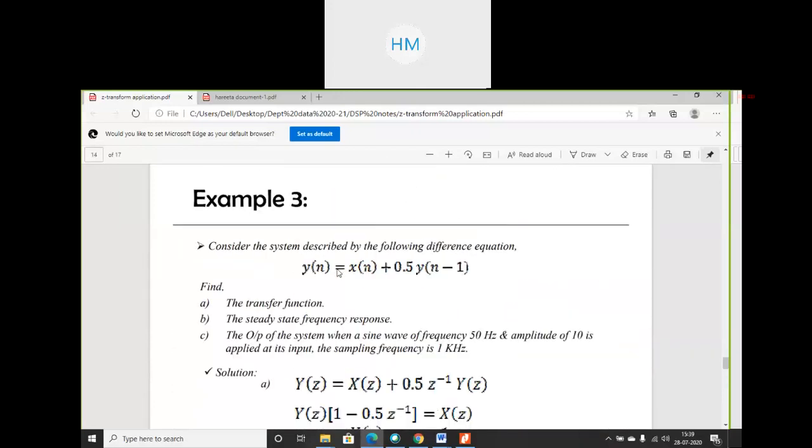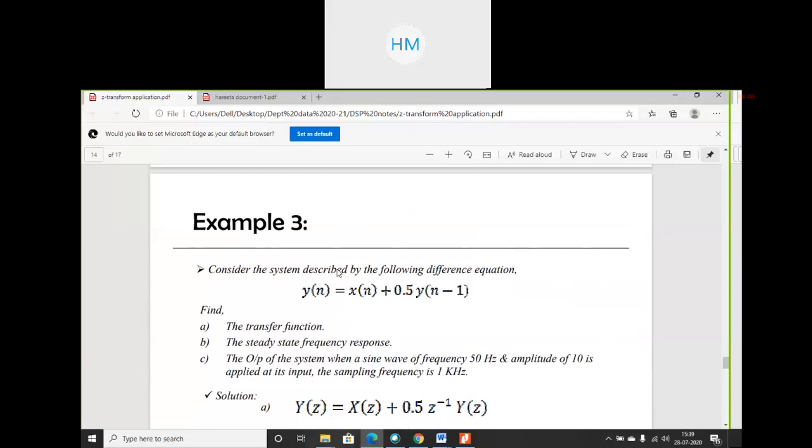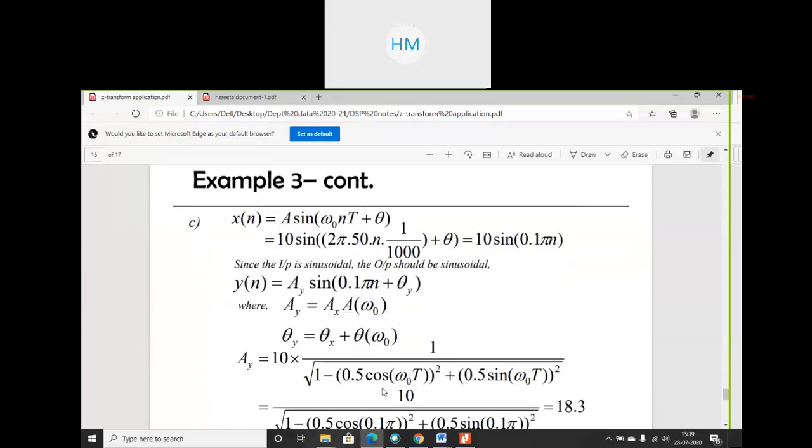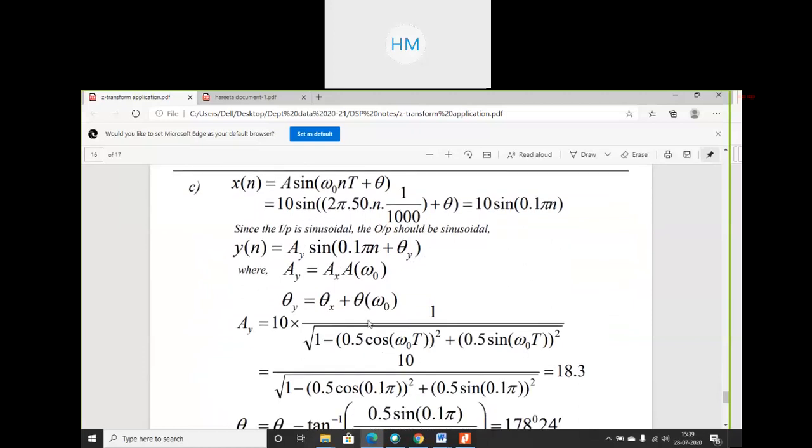Next, we will be doing this: find the output of the system when a sine wave of frequency 50 Hz and amplitude 10 is applied at its input, and the sampling frequency is 1 kHz. So I will put all the parameters over here: amplitude, frequency, and omega, which is 2 pi f, with f given as 50 Hz. So I will simplify it.